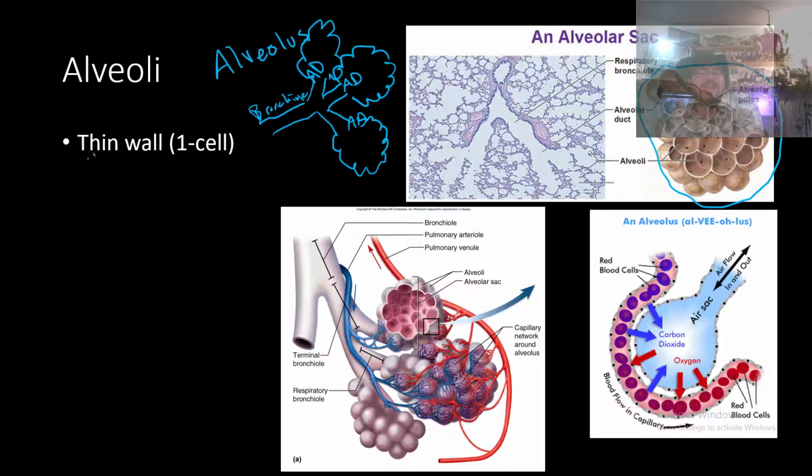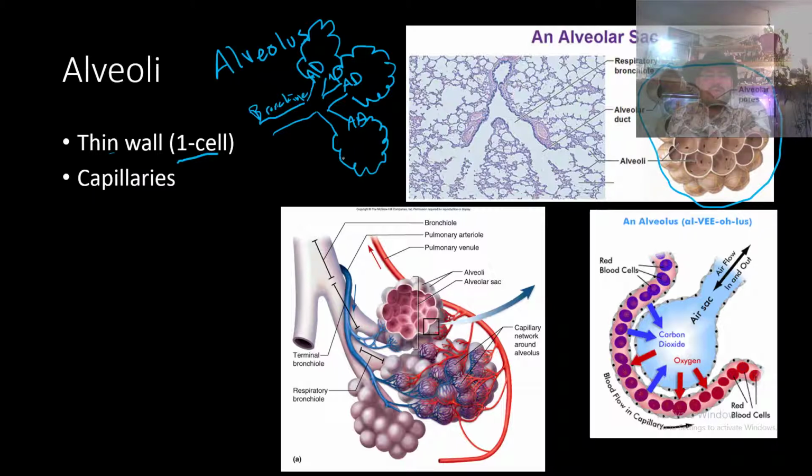These have an extremely thin cell wall, 1 cell thick. This is because we want the exchange of gases between the lungs and the blood to go as easily as possible. So diffusing across the 1 cell thick vessel wall of a capillary, then through the 1 cell thick wall of an alveoli, is relatively easy. So it makes gas exchange as efficient as possible, right?